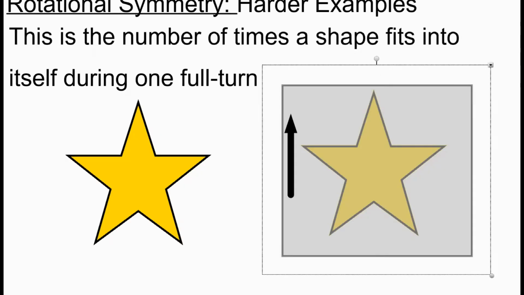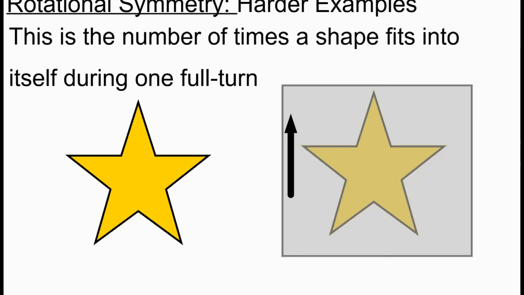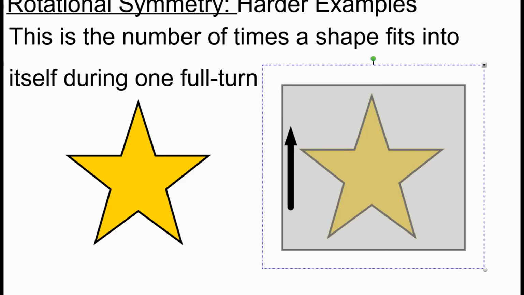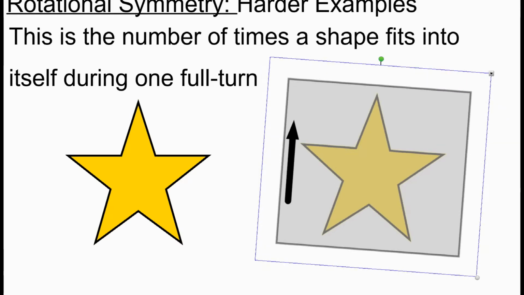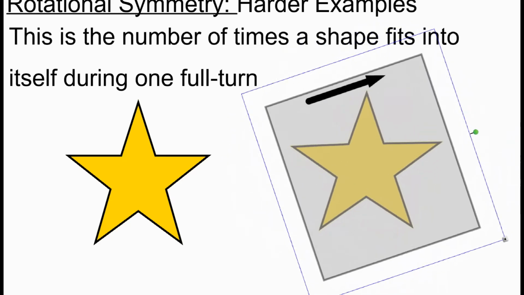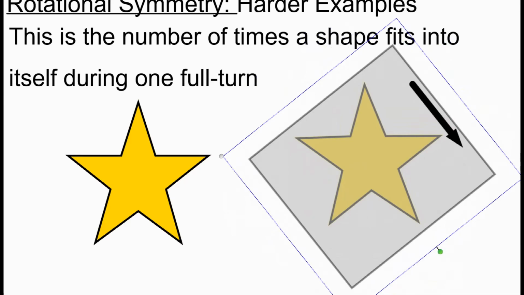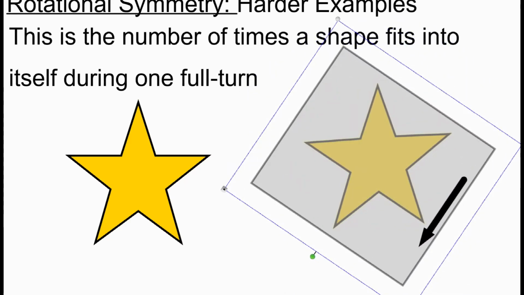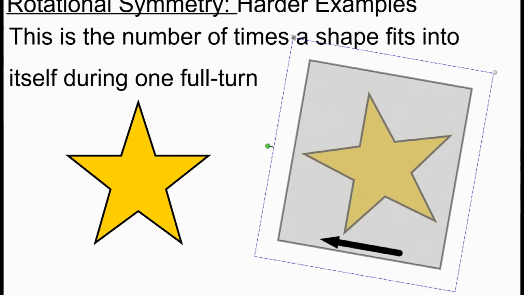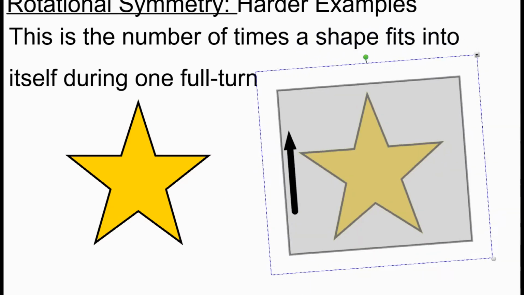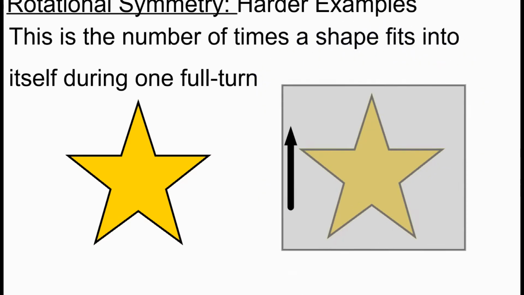Let's have a look at another example. So here I've got a star, and I want to work out the order of rotational symmetry of the star. So first, I've traced it, I've drawn my arrow. Let's see how many times it fits into itself in one full turn. Okay, that's once, twice, 3 times, 4 times, 5 times. So we can say the order of rotational symmetry is 5.